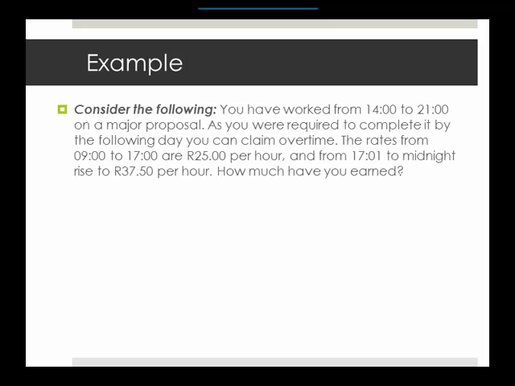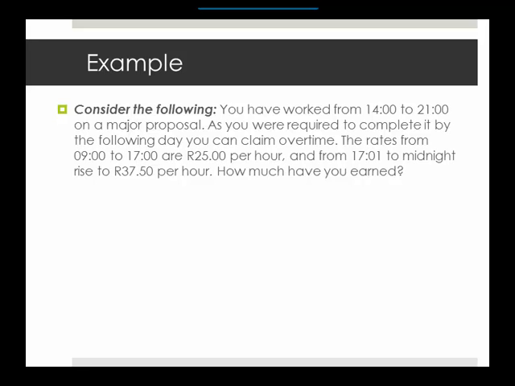You have worked from 2 o'clock in the afternoon to 9 o'clock in the evening on a major proposal. You were required to complete it by the following day, so you can claim overtime. The rates from 9 o'clock in the morning to 5 o'clock in the afternoon are 25 Rand per hour, and from 17:01, or 1 minute past 5, to midnight rise to 37 Rand 50 per hour. How much have you earned?